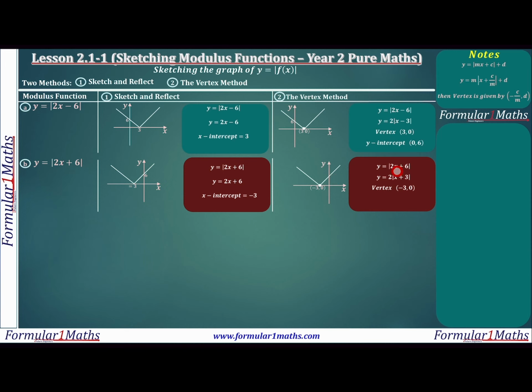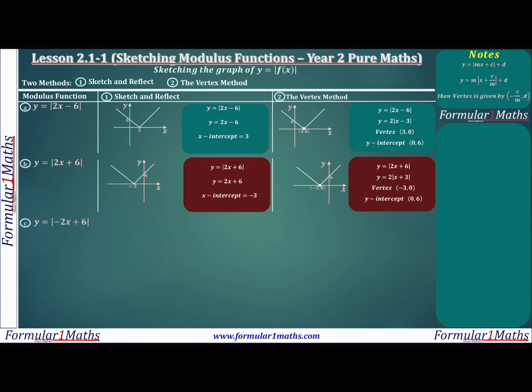So when x equals 0 over here, 2 times 0 is 0. So I'm left with plus 6 in the modulus sign, and the modulus of 6 is still 6. And so the y-intercept is (0, 6). And then I need to indicate it on the graph. And I'll get this, which is the same as using this method.